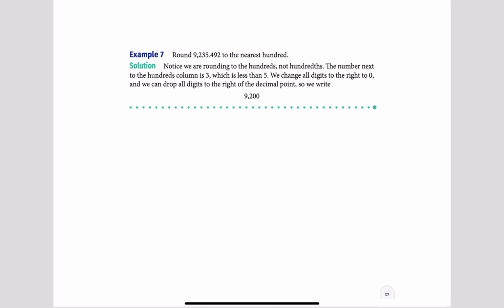So let's round this to the nearest 100. So now we're rounding to the nearest 100, not to the hundredths, which we could easily do. Let's round 9,235.492 to the nearest 100.